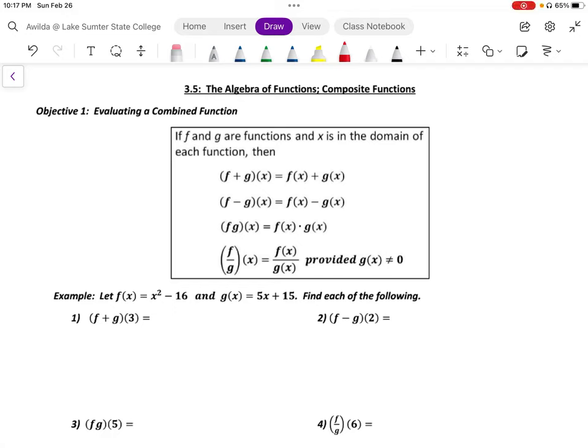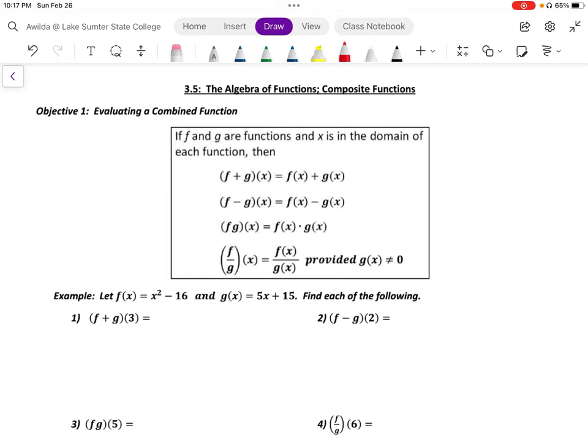In section 3.5, we're going to look at the algebra of functions. So we're going to look at how to add, subtract, multiply, and divide functions. And then we'll also look at composite functions. First, let's look at what it means to add, subtract, multiply, and divide functions.